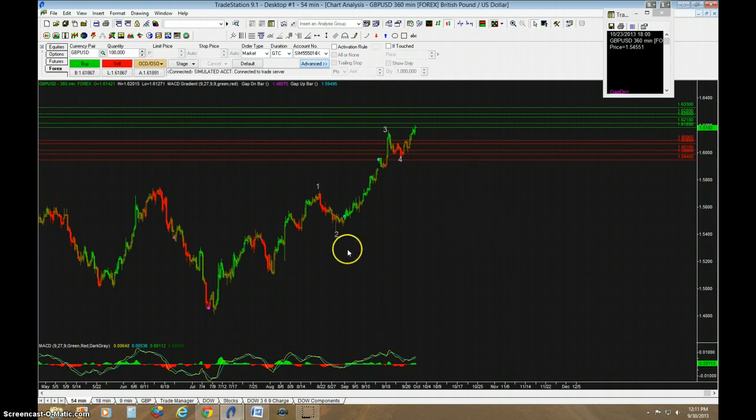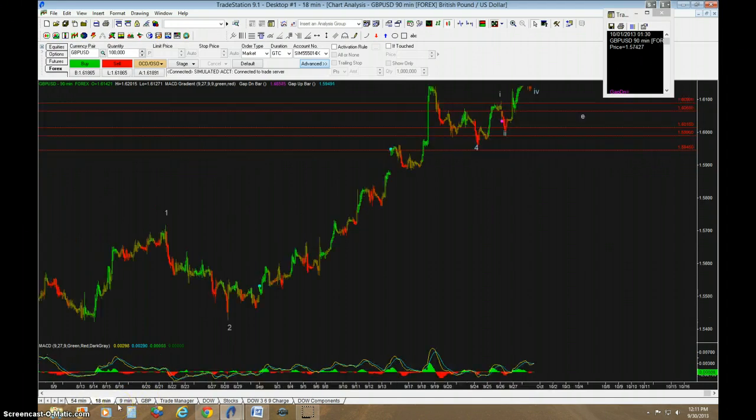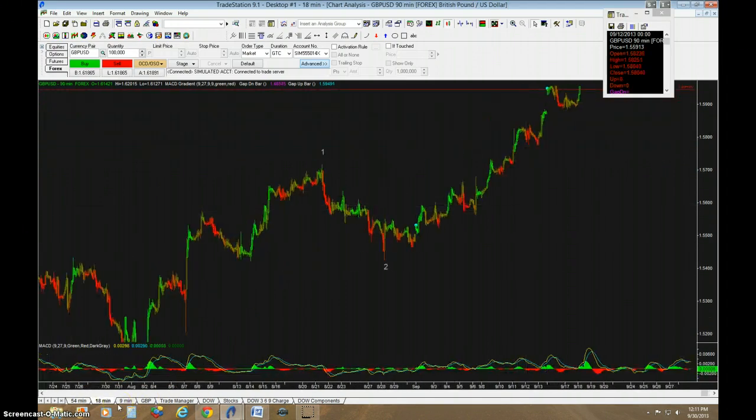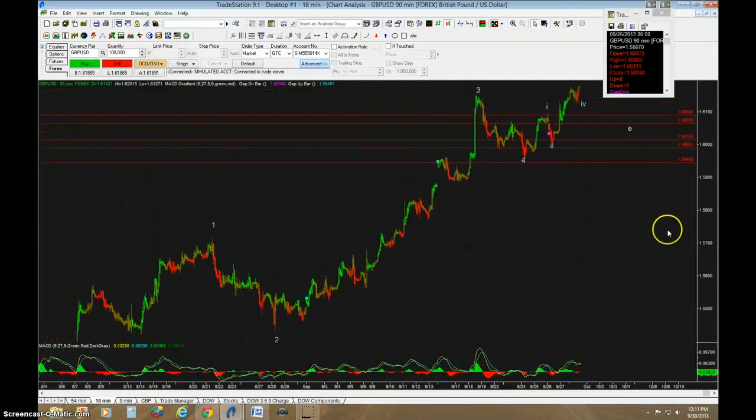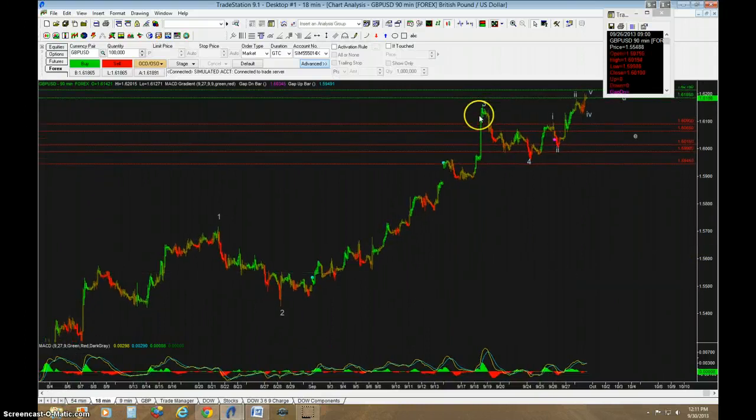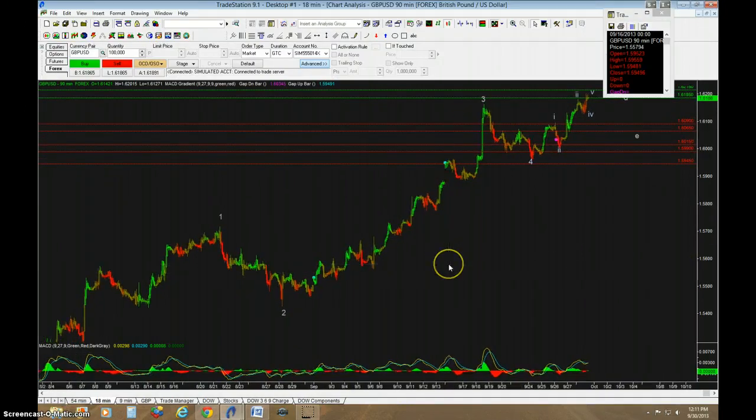I think 4 is probably over, and if I zoom in from this 360-minute chart to a 90-minute chart, showing you the structure of the corrections, because you want to see alternation. I think that's highest probability, and that gives you an insight into when the fourth wave might be done. So I think this was right here.